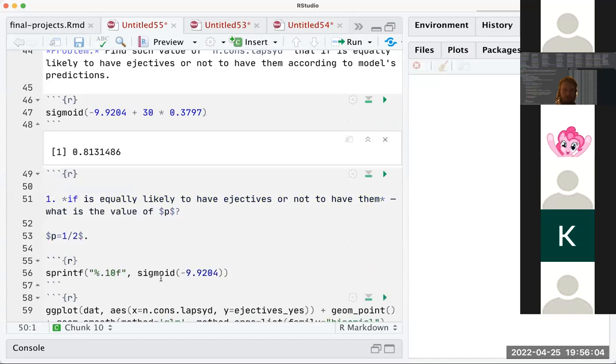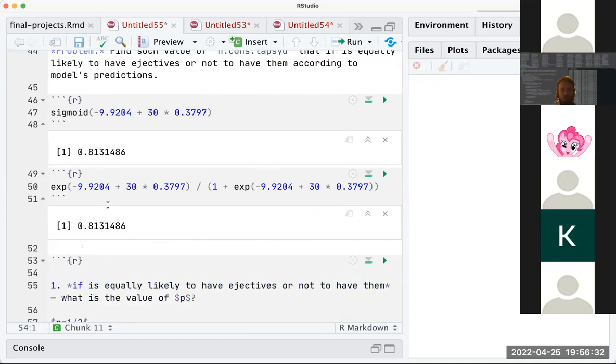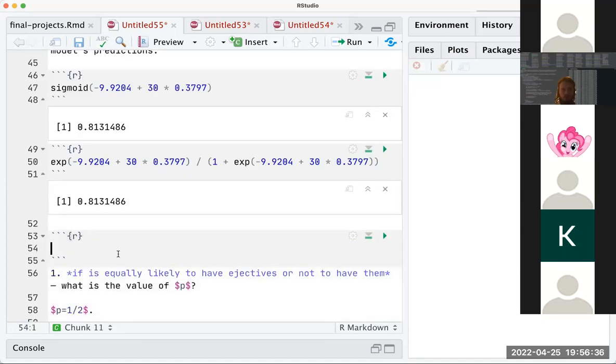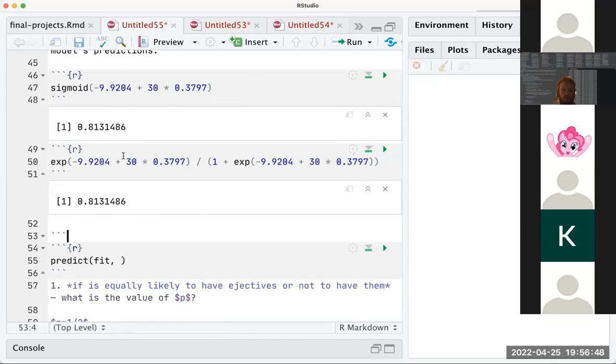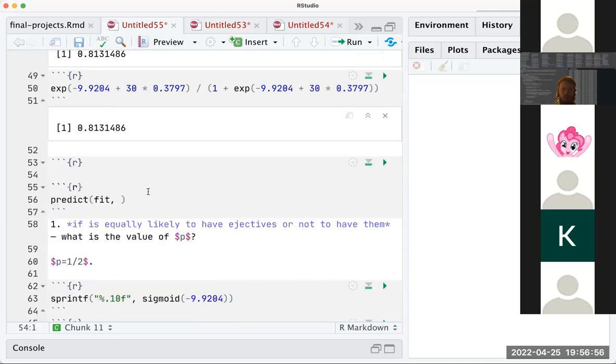It is the same thing as to say that we have exponential of this thing divided by 1 plus exponential of the same thing. Results are identical because actually this is the same thing as sigmoid. And this is the probability that we are interested in. And also, of course, we can do it manually like this, but we can also use function predict, and we can put in our model. And then we have to form a data frame that is similar to our data frame, but has only columns that correspond to independent variables.